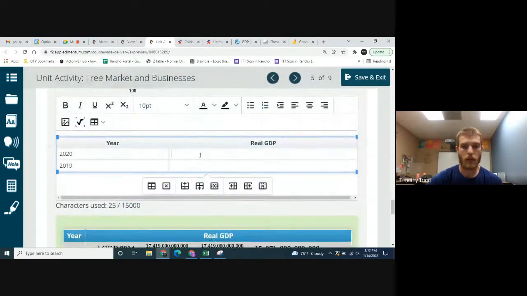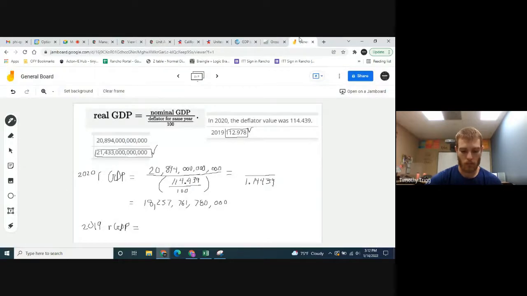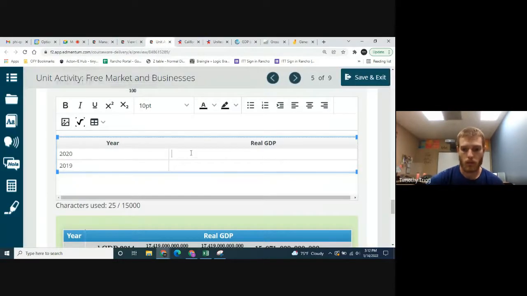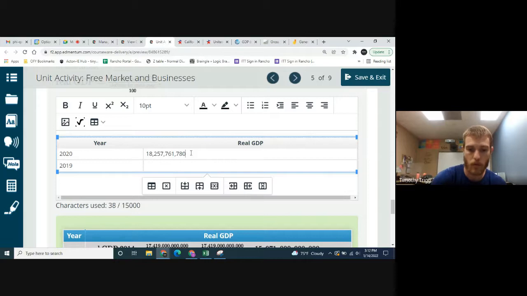Okay, so we would put that number we got over here. 18, comma, 57, comma, 761, comma, 780, comma, trillion, billion, million, thousand. You can write this in a complete sentence. The real GDP for 2020 was that, period, and then do the same for 2019.